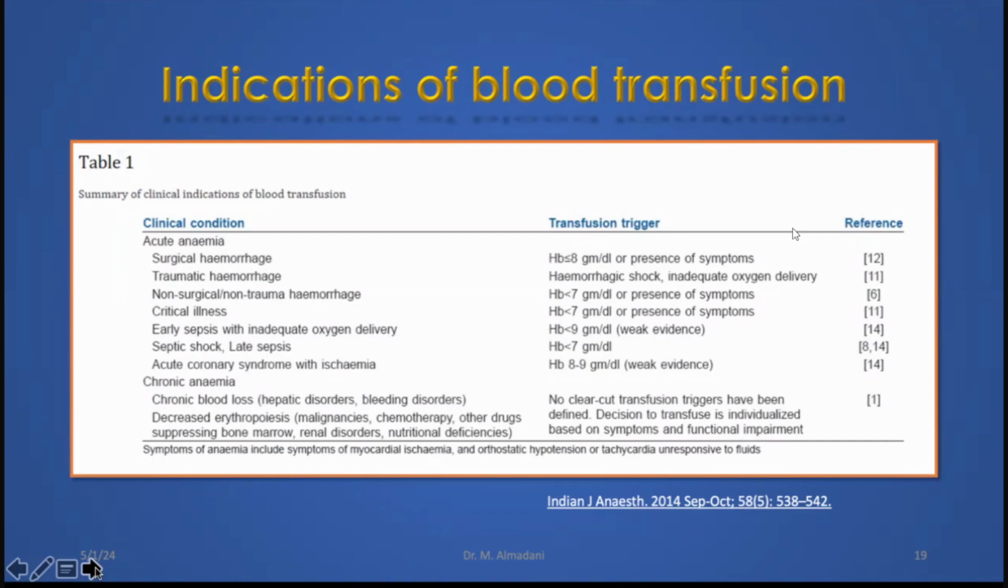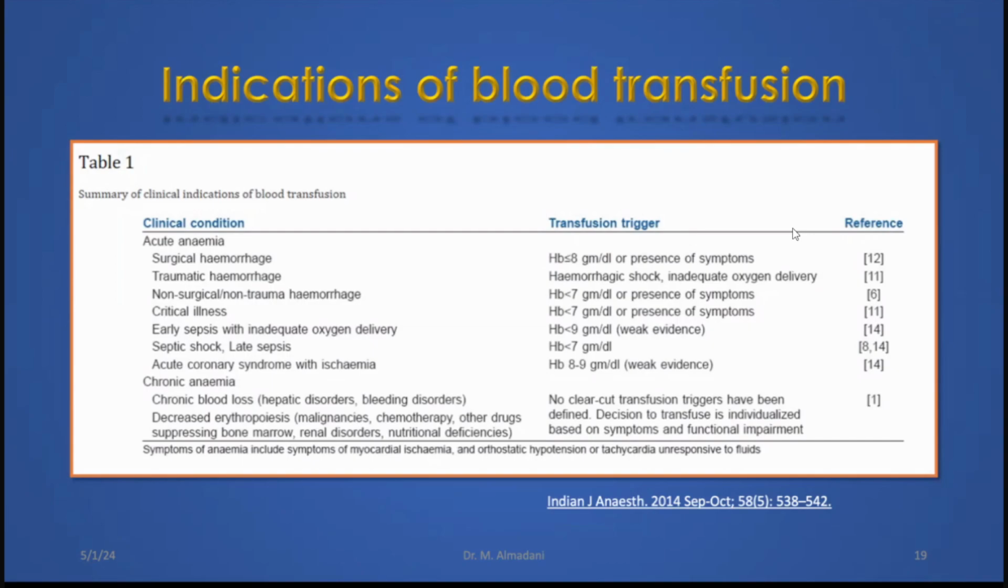Now, what about if the patient gets acute anemia? Whenever the patient has trauma, and then the patient gets hemoglobin of less than 8, if the patient gets symptomatic anemia, like shortness of breath, like hypotension, and the patient has trauma, we need to give blood transfusion.